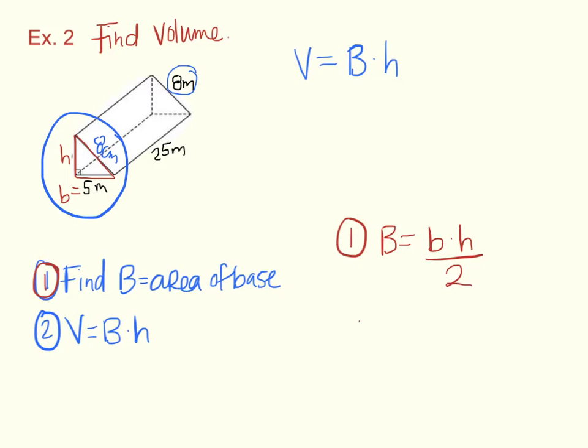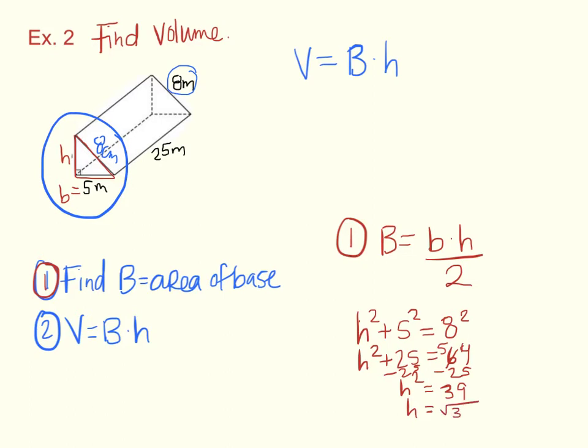Okay, so I get h squared plus 5 squared equals 8 squared. So that's 25 and 64. If I subtract 25 from both sides, I get 39. So that means that h is the square root of 39. Now 39 is just 3 times 13, so there's no pairs there. So my height, unfortunately, is just this radical.